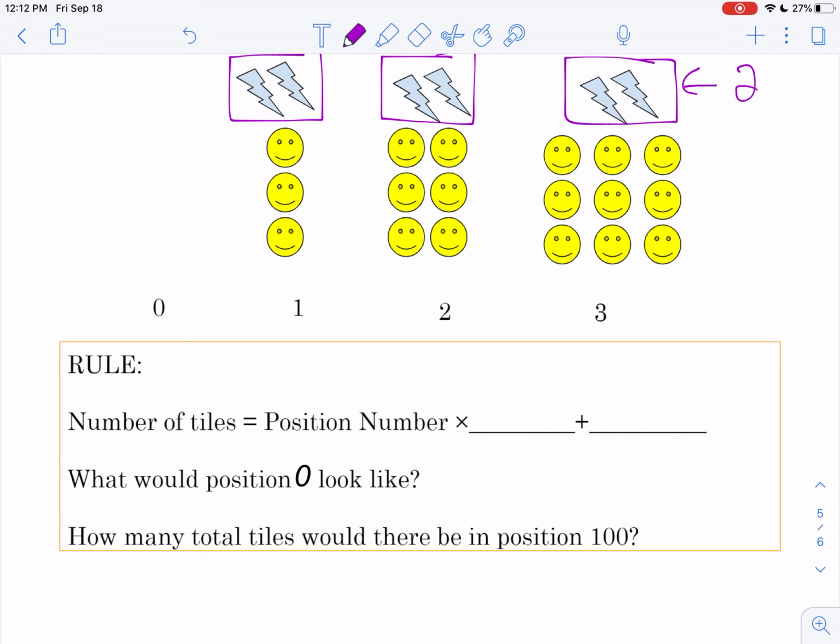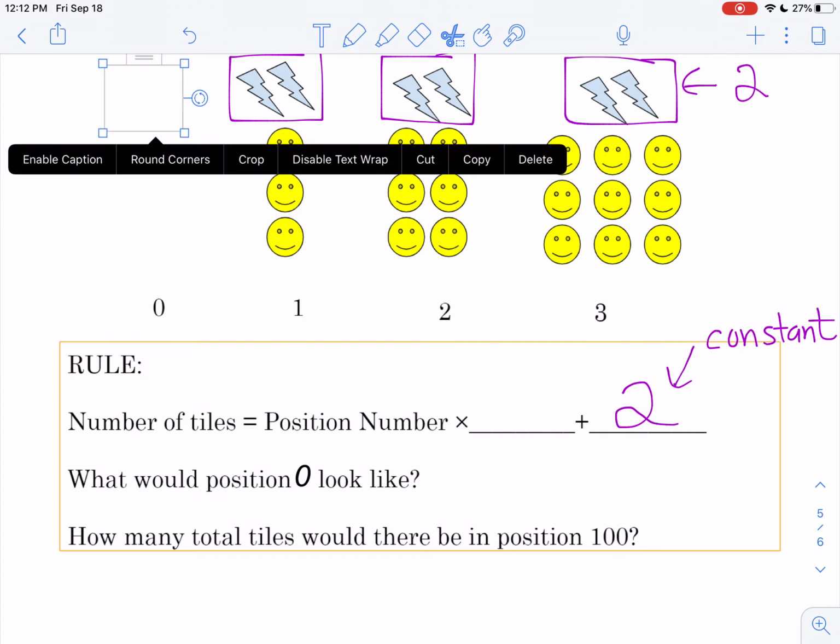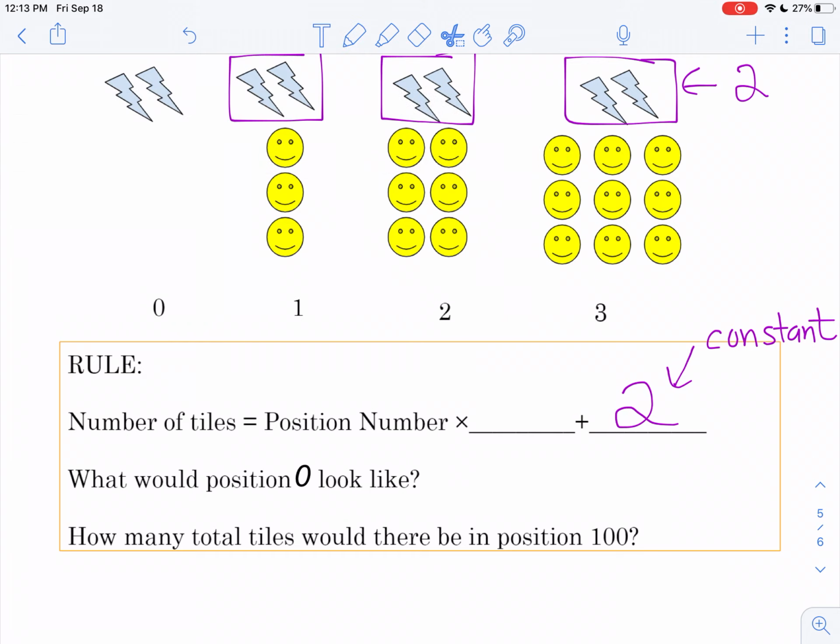It always stays what we say is a constant. Constant means doesn't change. So 2 is our constant. So we have two different colors of tiles now. We have different types of tiles. We have happy faces and we have lightning bolts, and lightning bolts are called the constant. So when I draw position 0, then I should have 2 blue lightning bolts. So I would have just 2 tiles, and it would look like this. It would just have the constant tiles, just the lightning bolts.